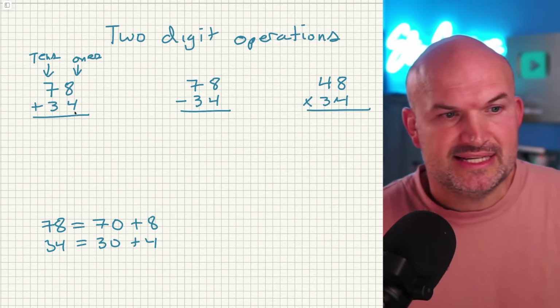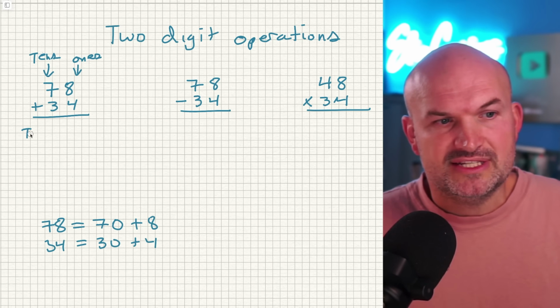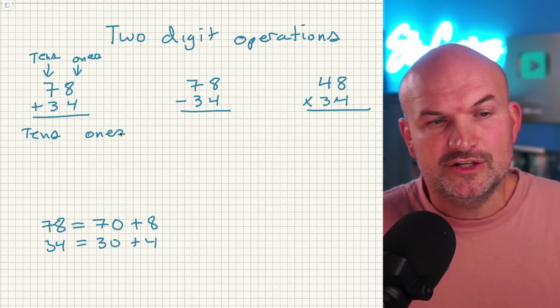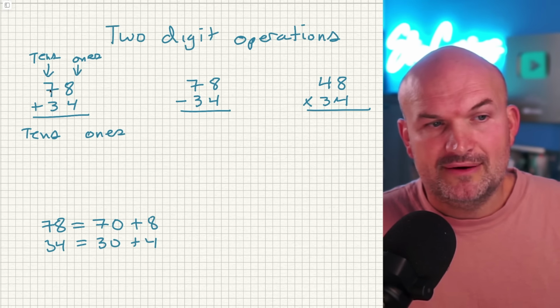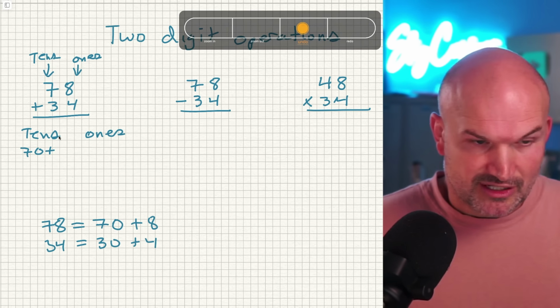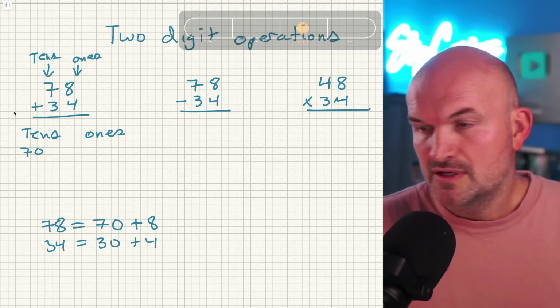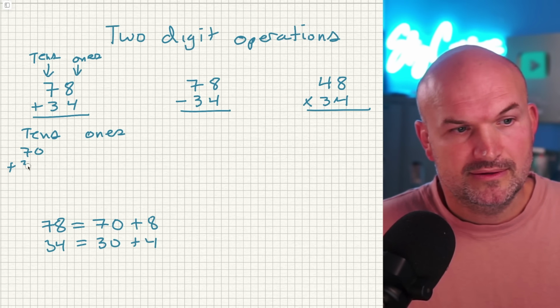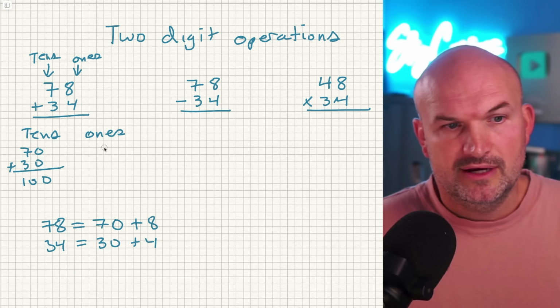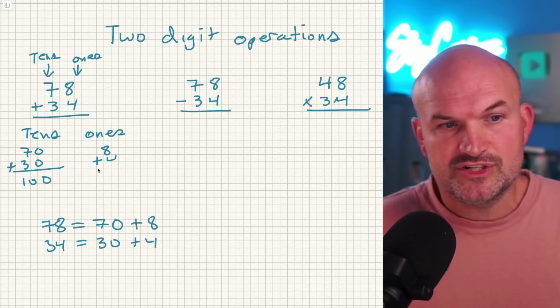So what I would do is I would say, well, I want to compute this two different ways. I want to do addition for tens and I want to do addition for ones. So what I would think about is 70 plus 30. I'll do this vertically. So this is going to be 70 plus 30. Well, 70 plus 30 is going to be 100. And then I have 8 plus 4, which is going to be my ones. And that's going to give me a 12.